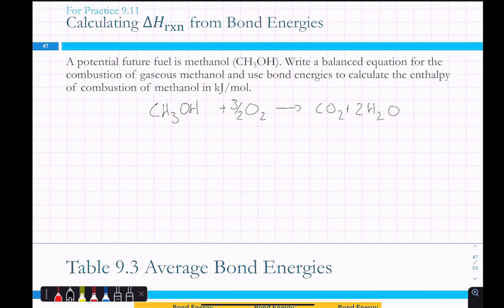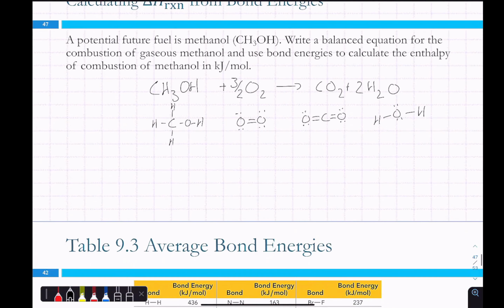The bond energies here are going to be based on the Lewis structures, so let me draw these Lewis structures out real quick. For methanol, it looks something like that. For oxygen, we're going to have a double bond. For carbon dioxide, we'll get 2 double bonds. Those double bonds are important because double bonds contain more energy. Those are the molecules that we're breaking apart here. We're going to break every bond and then reform bonds in our products.